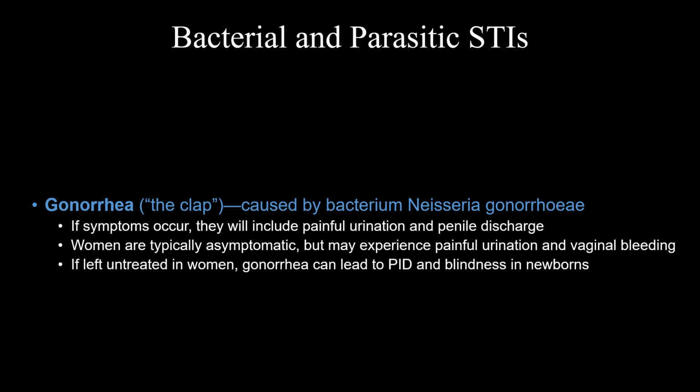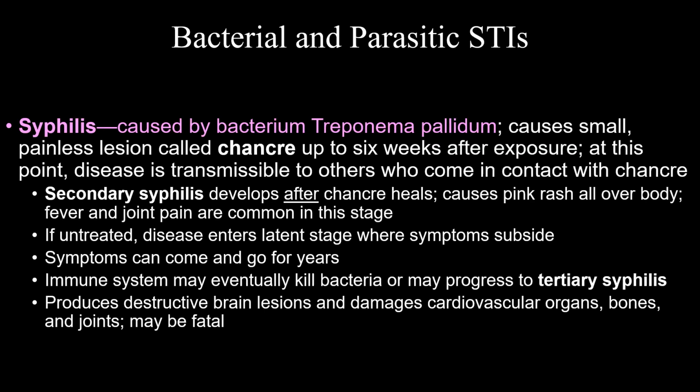Although some men have no symptoms, most exhibit painful urination and penile discharge, which can range from white to yellow to green. For most women, you're asymptomatic, but painful urination and vaginal bleeding may occur. As with chlamydia, untreated gonorrhea can lead to PID and blindness in newborns. Gonorrhea and chlamydia can often occur together, so that's a double whammy that you've got to be careful for. Again, these are easily treated by antibiotics if they're not resistant.